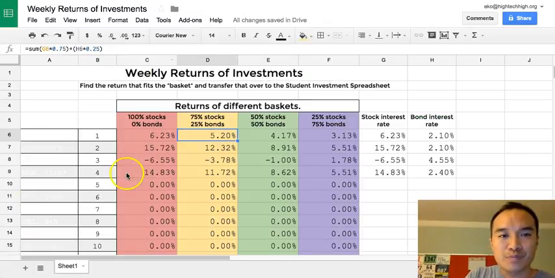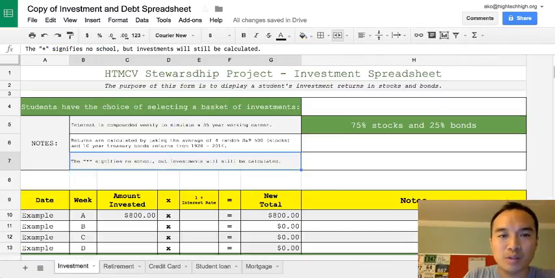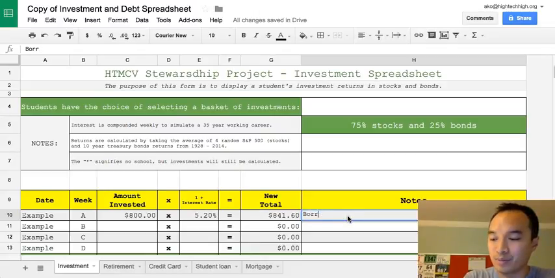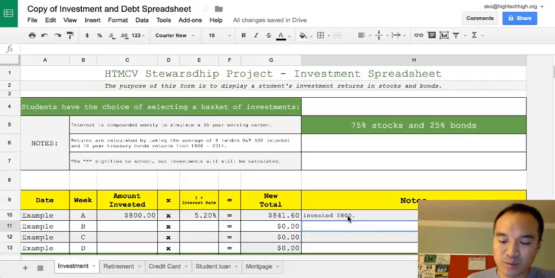All right, so for our purposes, remember we're going to use this basket, if you will. So I'm going to type in 5.2 right here, and that's going to give me my new total. So I invested 800. There's a return of 5.2, and boom, this student now has $841.60. So right here for the notes, I'm just going to type in invested $800. And this is really important, is we want to have a note section, and every line should have a note.